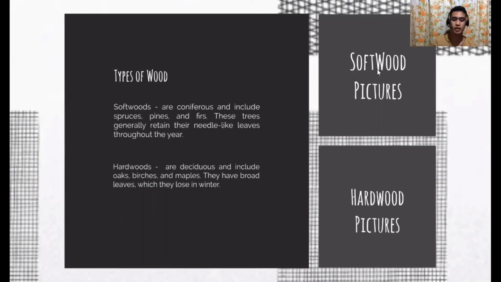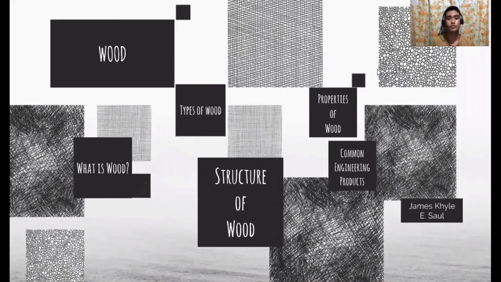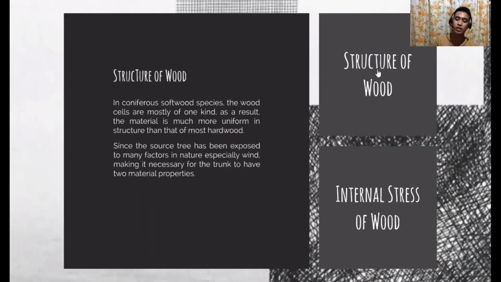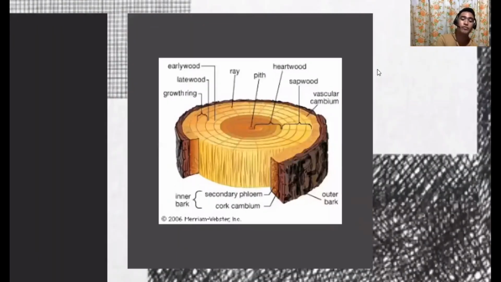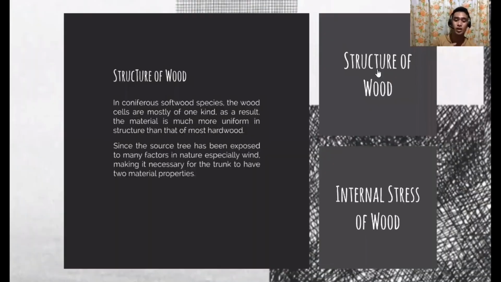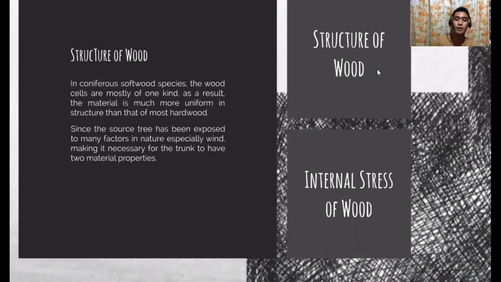So next is the structure of wood. In coniferous softwood species, the wood cells are mostly of one kind. As a result, the material is much more uniform in structure than that of most hardwood. There are different parts of the structure of wood, but we are focusing only on the hardwood and the softwood, which encompass the two material properties, which are compression and tension.